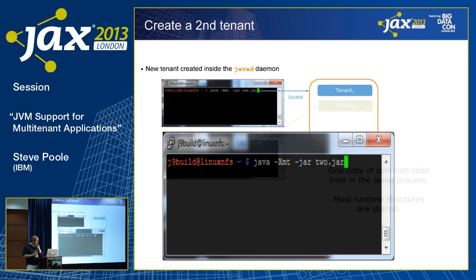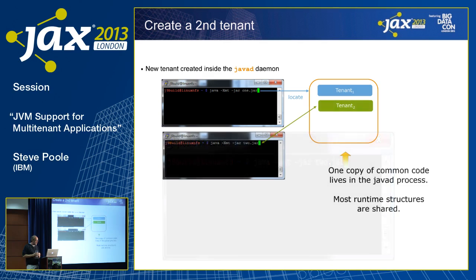So when you do that, you get a second tenant. Startup is pretty fast, and we've shared an enormous amount of the runtime, because we know what we can share. The Java runtime itself is shared a lot, and a lot of your application. If you're running the same application twice, then pretty much all of it that can be shared will be shared. We can figure out how to do that.